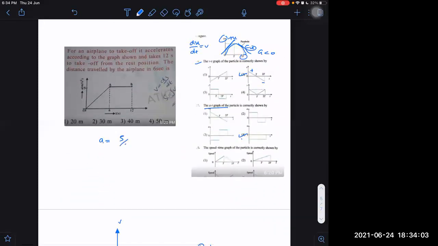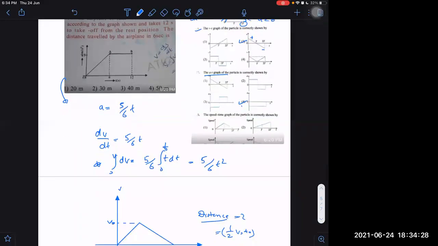Anyway, come to this question again. Acceleration is given as 5 by 6 into t. If acceleration is 5 by 6 into t, then what would be the velocity? dv by dt is equal to 5 by 6 into t. Then dv is equal to 5 by 6 into t dt, with integral limits 0 to v for velocity and 0 to t for time. What is the answer then? 5 by 6 t square, but divided by 2, t square by 2. So it will become 5 by 12 t square as the velocity. But that is not the answer.